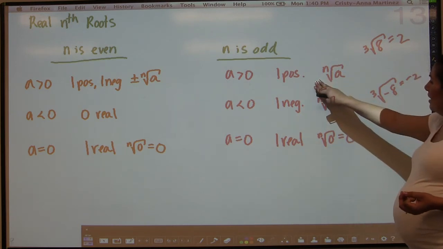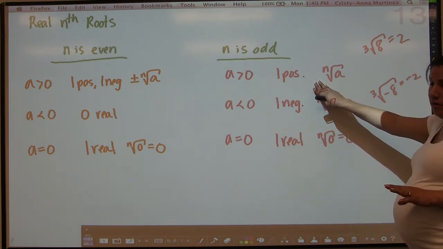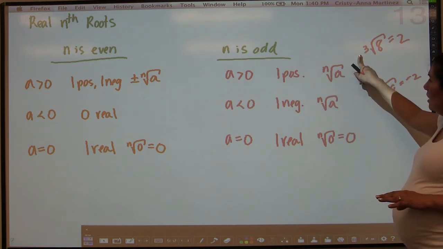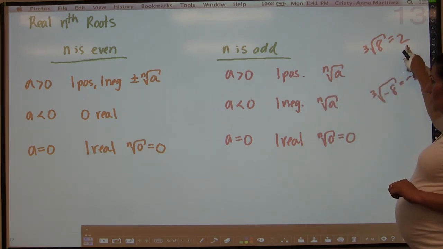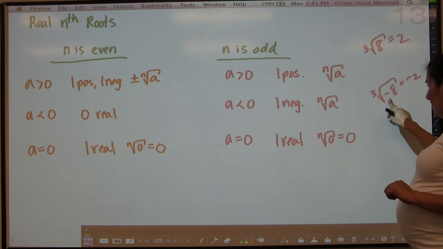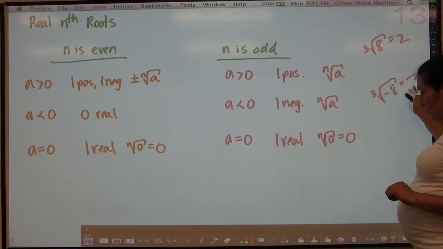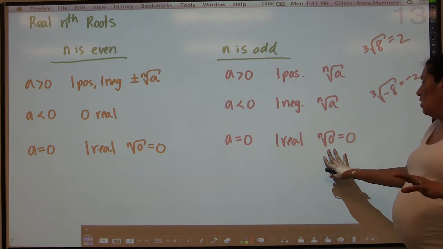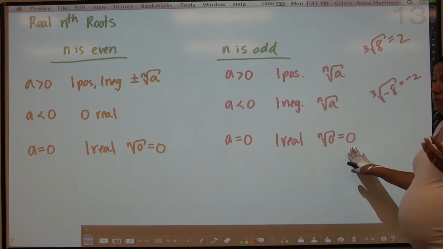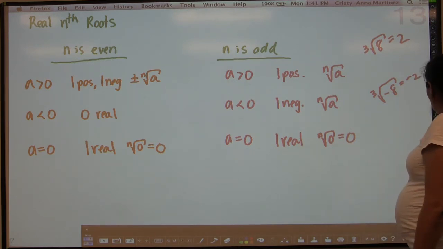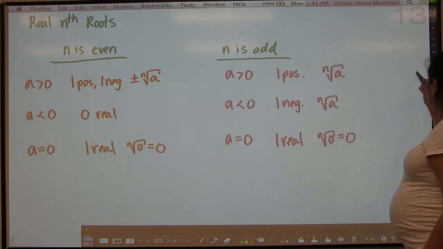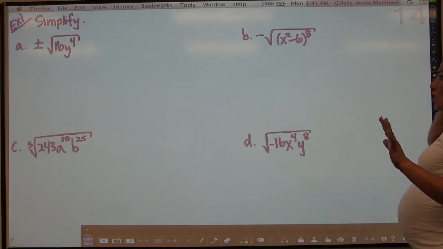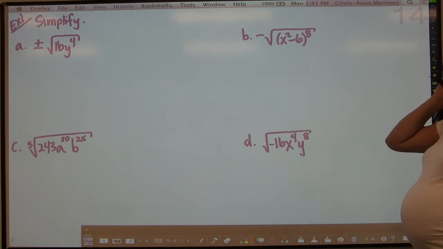So in the case of a being positive and the index being odd, you would get one positive real root. If the a value is negative, like this example, you would get one negative real root. And if you had the odd root of 0, you would just get the one real root, which is 0.